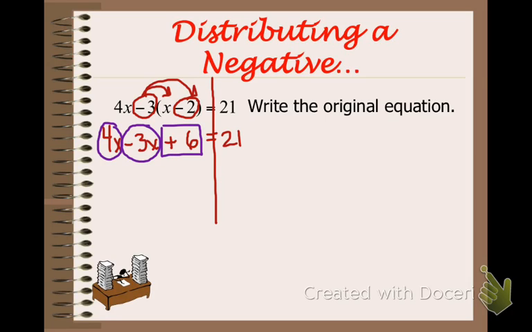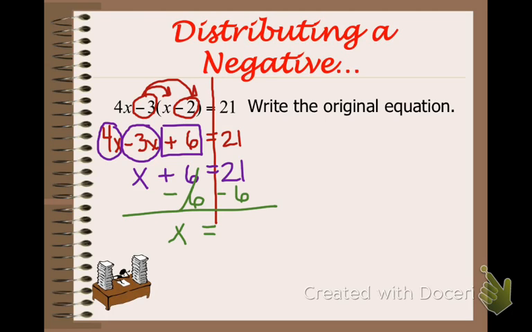All right, so we have a 4x plus a negative 3x, which simply leaves us with an x. And then we want to use the additive inverse, to get x to be 15. And then substitute it back in to check our work.